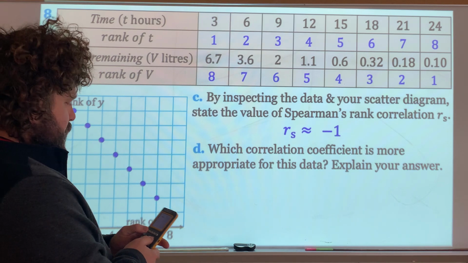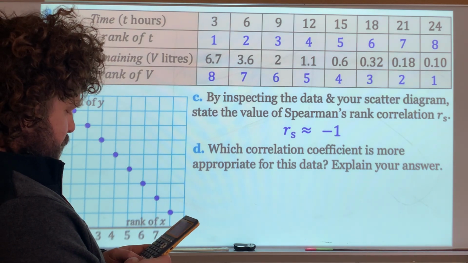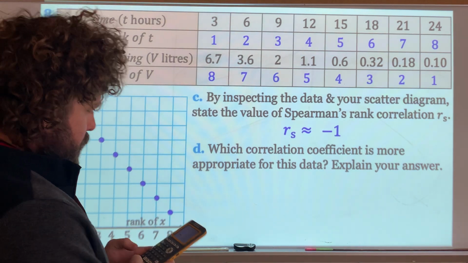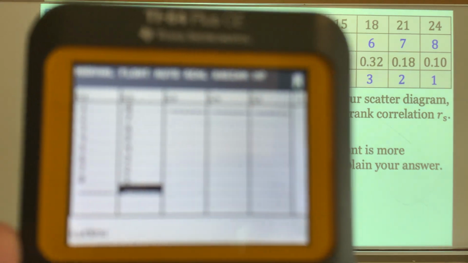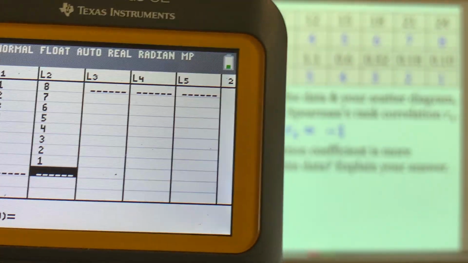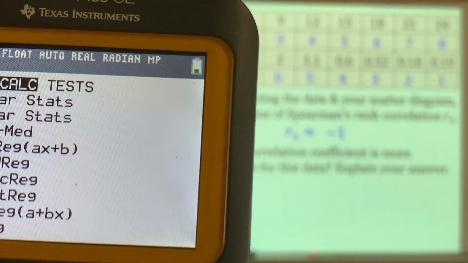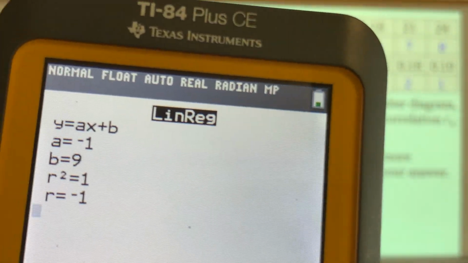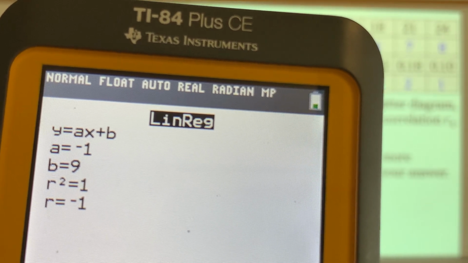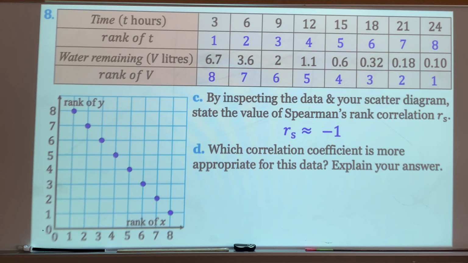All right, I go to the second one. 8, 7, 6, 5, 4, 3, 2, 1. All right, I already had those in pretty much while you guys were staring at the screen. All right, so you get those in, stat, calc. We're going to make sure this is negative 1. And guess what? It's negative 1. All right, 100% perfect correlation line. I like the way that looks.